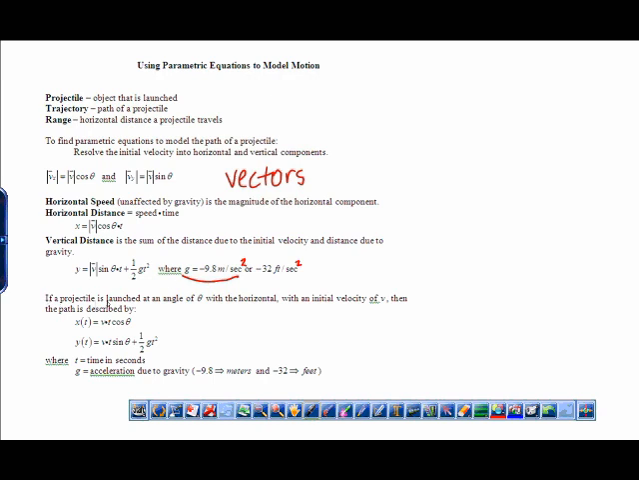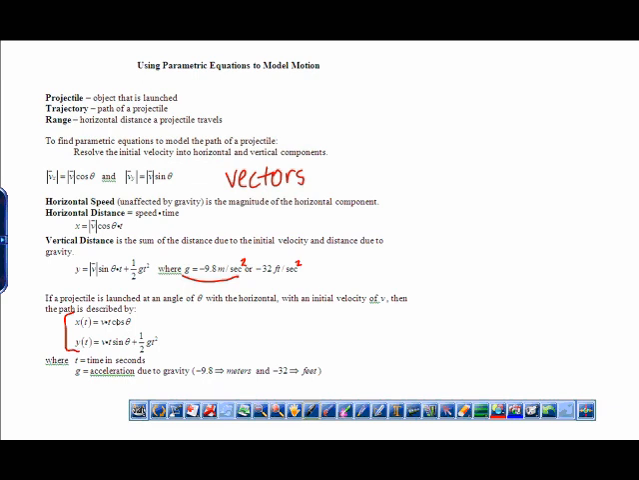All right, so then it says if a projectile is launched at an angle of theta with the horizontal, this is like your reference angle, and that's why we use that in our vectors, with an initial velocity of v, then the path is described by two equations. So what does this look like? Hopefully you're thinking, hey, this is parametric equations. You've got your horizontal, and you've got your vertical.